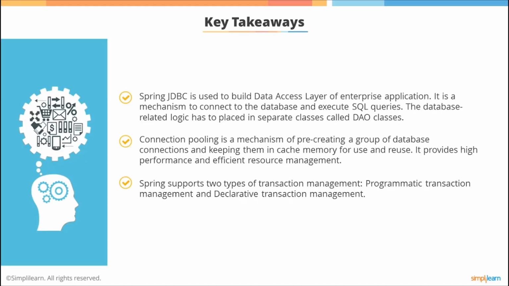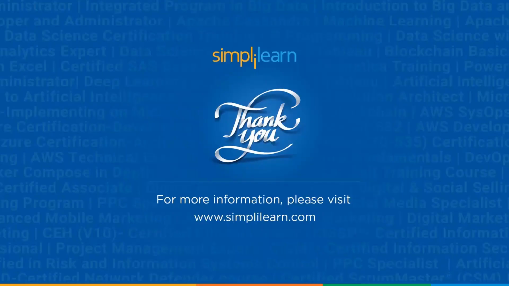The key takeaways from this session have been that Spring JDBC is used to build the data access layer of enterprise applications. It is a mechanism to connect to the database and execute SQL queries. The database related logic has to be placed in separate classes called DAO classes. Connection pooling is a mechanism of pre-creating a group of database connections and keeping them in cache memory for use and reuse. It provides high performance and efficient resource management, and Spring supports two types of transaction management, programmatic and declarative. Thanks for watching this session. We'll see you in the next session.